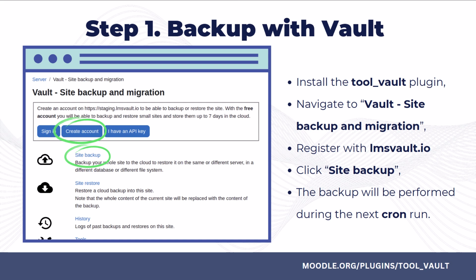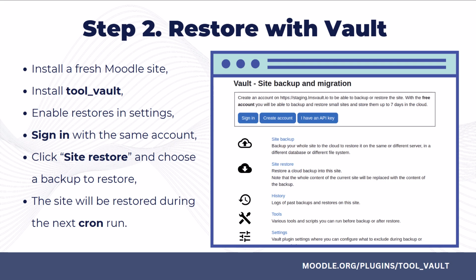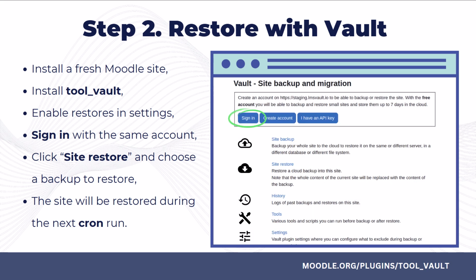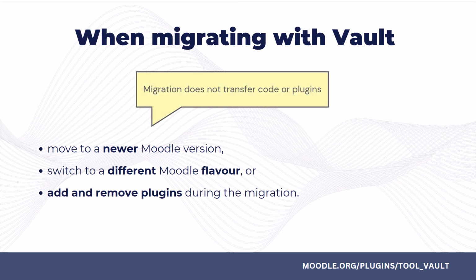To migrate to another hosting provider, set up a fresh Moodle site on your target server and install the Vault plugin there. Navigate to Settings and enable Restores. Sign in with the same cloud account and restore your site. The restore process will use the codebase on the new server, but it will completely replace the file storage, data directory, and database with the content from the backup. It's important to note that the migration does not transfer code or plugins.